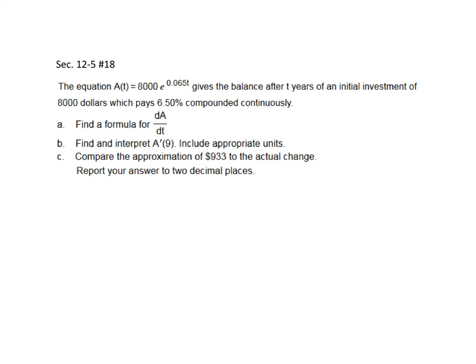Here we have section 12.5, problem number 18. Problem number 18 says the equation A of t is equal to 8,000 e raised to the 0.065t gives the balance after t years of an initial investment of $8,000, which is obvious to you, which pays 6.5% compounded continuously. 6.5% is 0.065. And it says find a formula for the derivative of A.